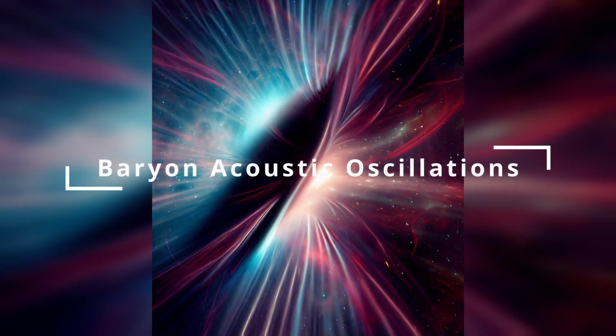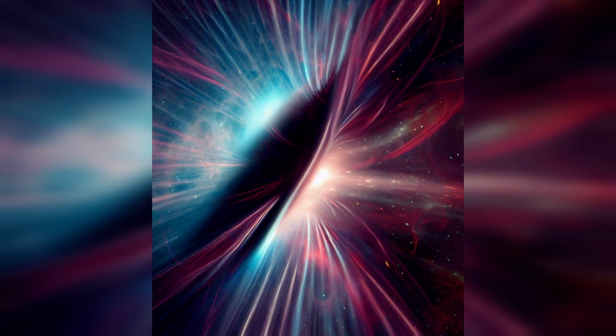Baryon acoustic oscillations, BAO. These are sound waves that traveled through the primordial plasma in the early universe and left imprints on the distribution of matter. By measuring the characteristic scale of these imprints, we can determine how space has expanded over time.